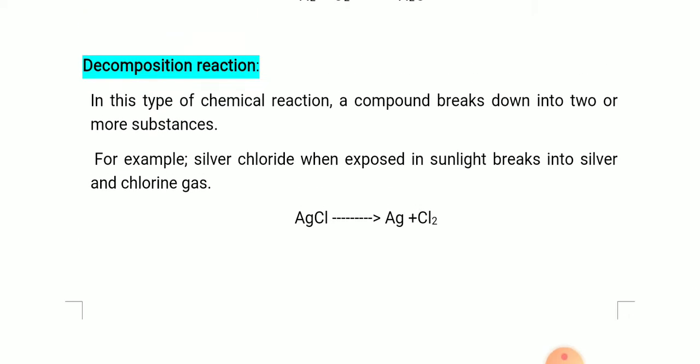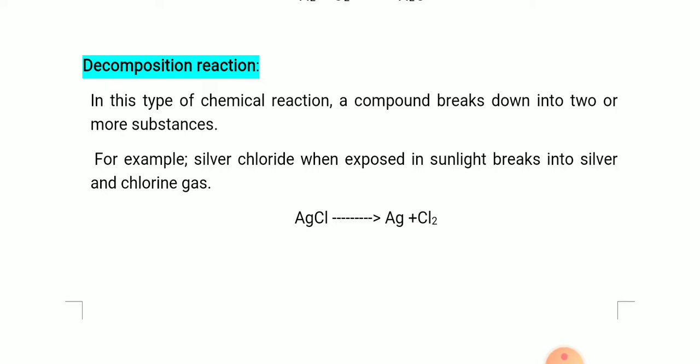Another example of decomposition reaction: calcium carbonate, CaCO3, that is marble or stone. When it is heated to about 1000 degrees Celsius, marble will break down, or decompose, to give calcium oxide, CaO, plus CO2. You will see that CaCO3 breaks down and the products formed are CaO, calcium oxide, plus CO2.